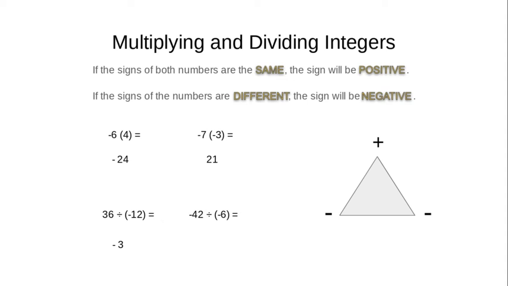And finally, -42 divided by -6. I'm going to divide like normal. 42 divided by 6 equals 7. Both of my numbers have the same sign. I've got -42 and -6. So since they both have the same sign, I know my answer should be positive. And again, if I check that with my triangle, I'll cover up a negative sign for the 42 and a negative sign for the 6, and I'm left with a positive sign for my answer.